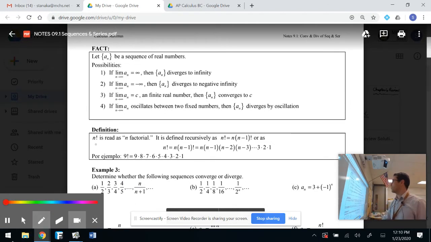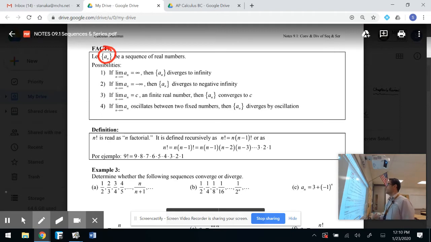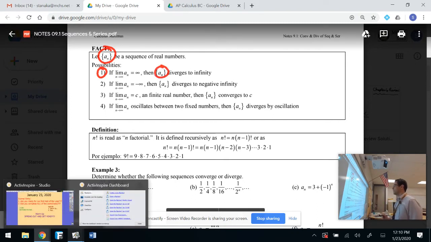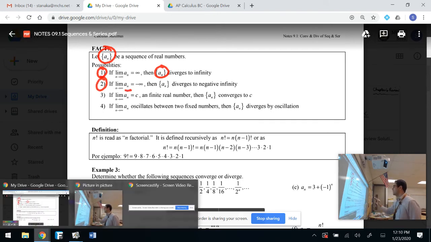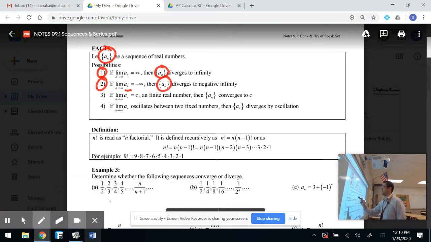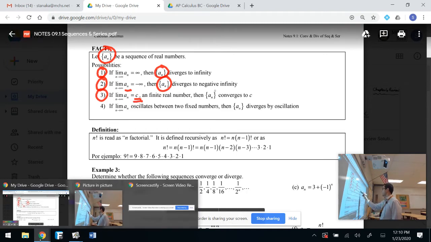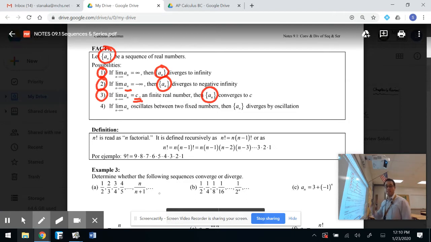Here's a very important fact for us here in BC when we're talking about sequences, okay? So let's say we have a sequence. If your limit goes to infinity, then we say the sequence diverges to infinity. If the limit of that rule goes to negative infinity, then we say the sequence diverges to negative infinity. But let's say 3, the limit approaches a C, a finite real number. Then we say that the sequence converges to C, just like the one we did up above, right? And then 4, what if the limit oscillates between 2 fixed numbers? Then we say that sequence diverges by oscillation, okay?